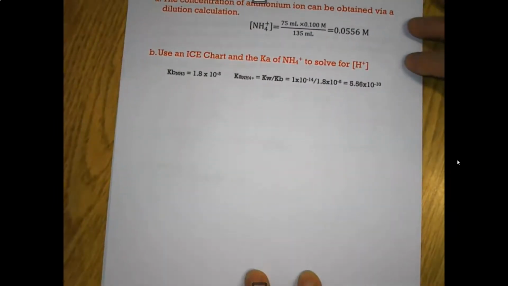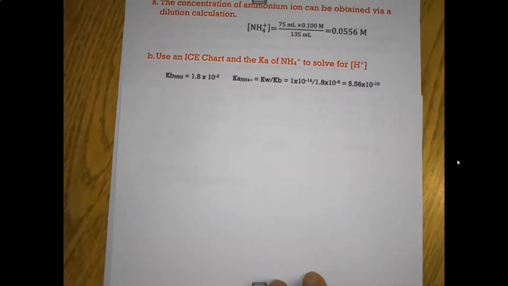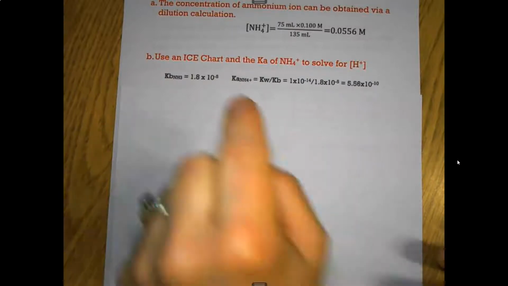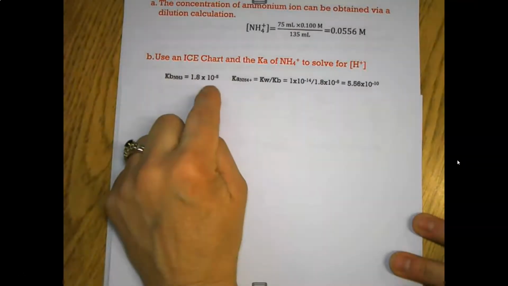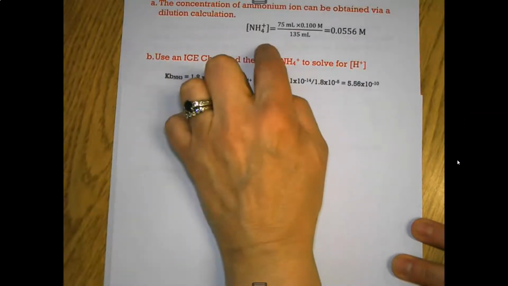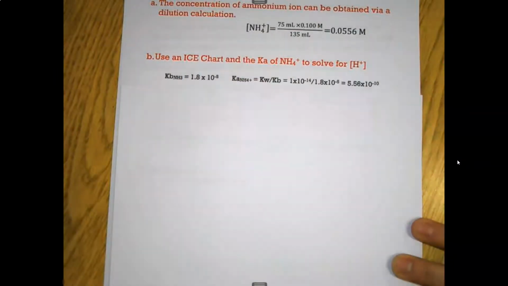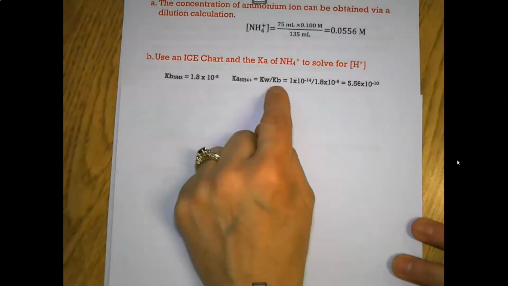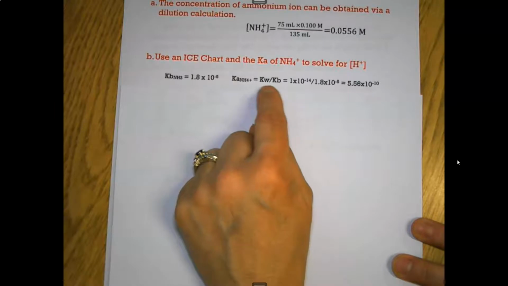Next, I'm going to figure out what equilibrium constant I need to use. The Kb of ammonia is 1.8 times 10 to the negative fifth, but I want the Ka of the conjugate acid. Remember that I can get Ka by dividing Kw by Kb. Ka of the conjugate times Kb of the weak base is equal to Kw.